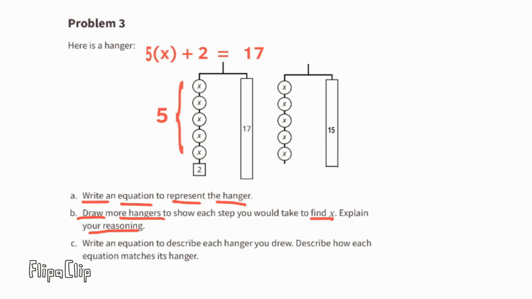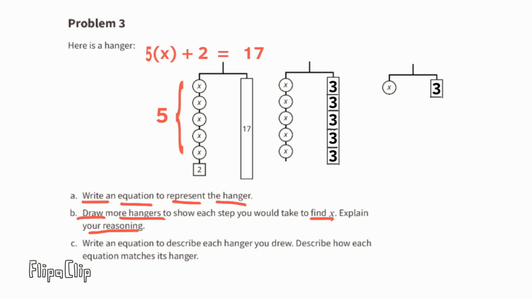There's 5 x's, and I can divide 15 by 5 and have 5 groups of 3, because 5 times 3 equals 15. And the hanger is still balanced. 5x divided by 5 is x, and 15 divided by 5 is 3. So 1x has a value of 3. That means that x equals 3.